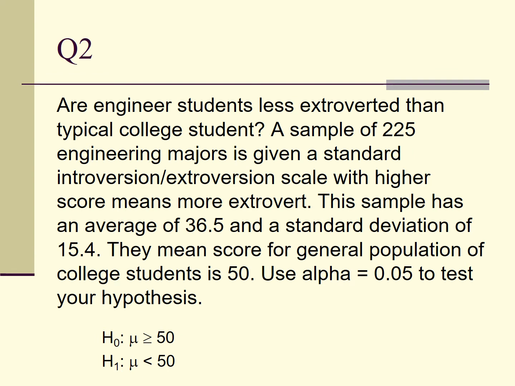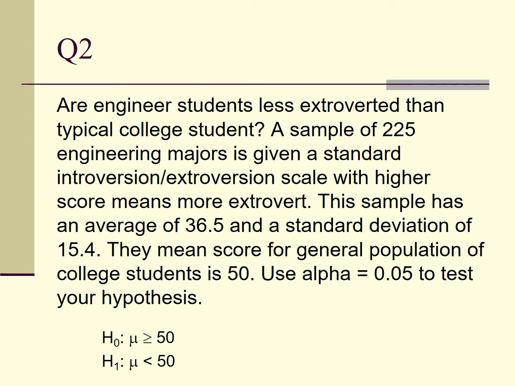Here is the second question. Are engineer students less extroverted than typical college students? A sample of 225 engineering majors is given a standard introversion-extroversion scale, with higher score meaning more extrovert. This sample has an average of 36.5 and a standard deviation of 15.4. The mean score for the general population of college students is 50, using alpha of 0.05 to test your hypothesis.